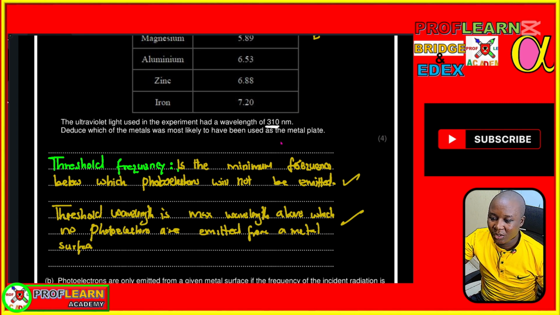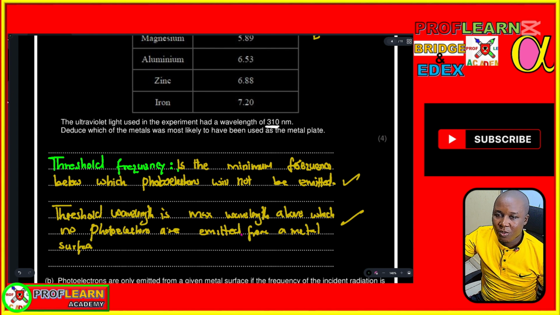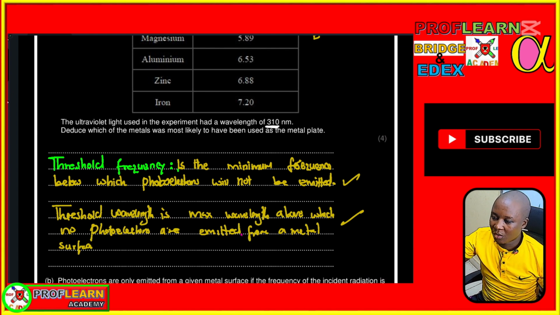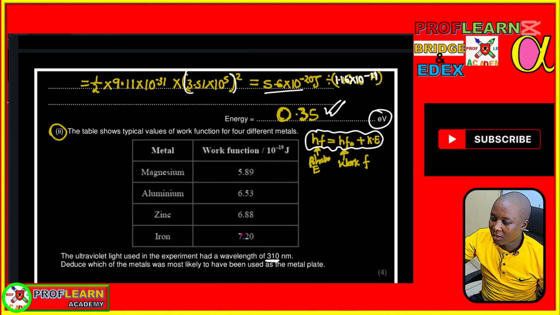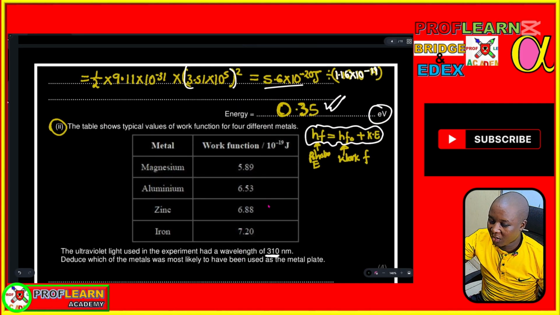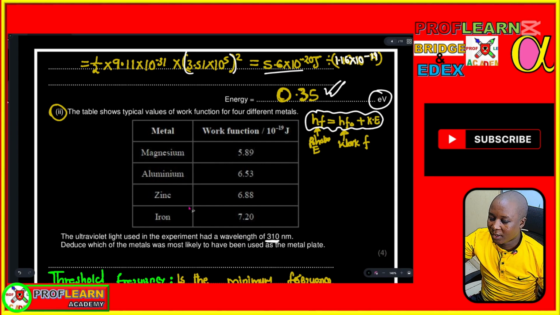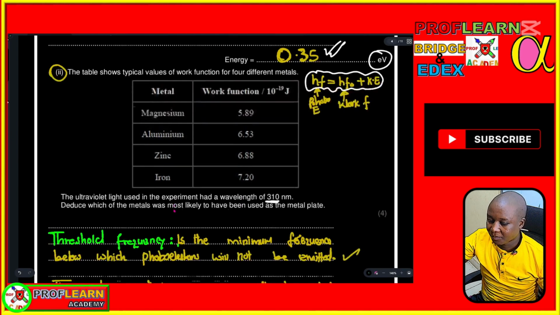So these are important definitions you need to understand in this particular topic. You need to understand threshold frequency as the minimum frequency below which photoelectric effect will not take place. You also need to understand the threshold wavelength, which is the maximum wavelength above which no photoelectric effect will take place. You need also to understand the definition of the work function. And on this particular question, give it a try so that you can leave a comment on which metal is the best in this particular case.